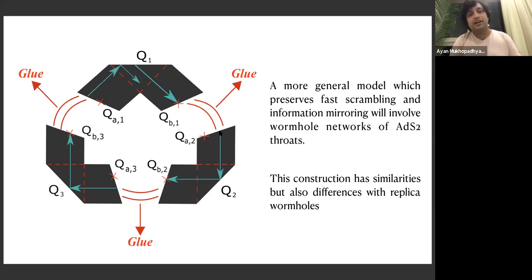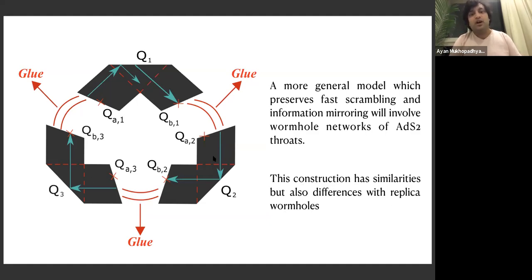And then you can glue these adjacent pants together. And this will have a proper causal structure. Of course the causal structure will be self-consistent, but you can still simulate it, because it's possible to simulate such things. And this construction is very similar to a replica wormhole, but not quite.